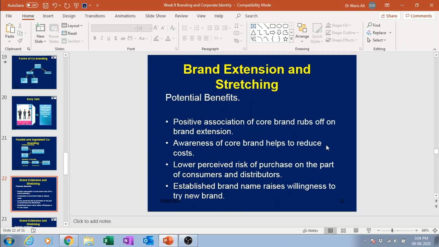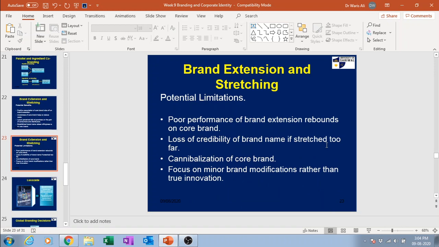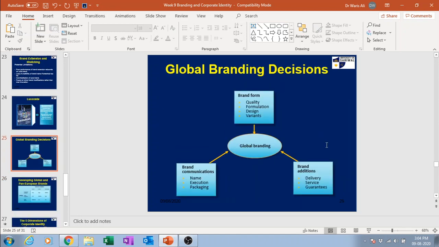And it brings certain benefits, that you can go for brand extension and you can stretch your brands. There are several benefits for these popular brands. So you can read it.